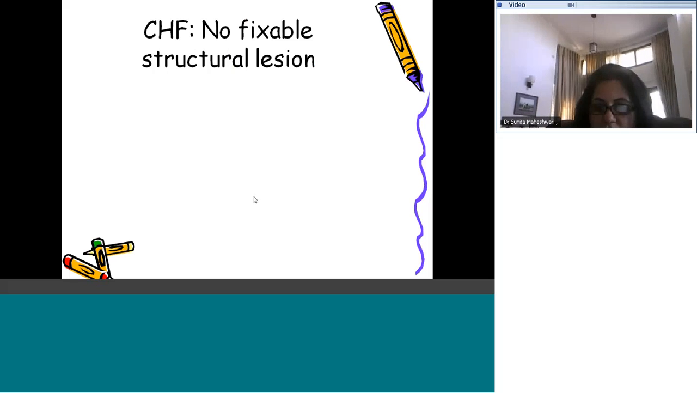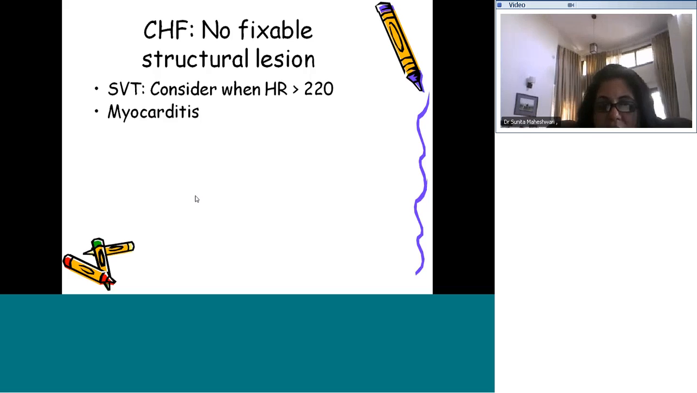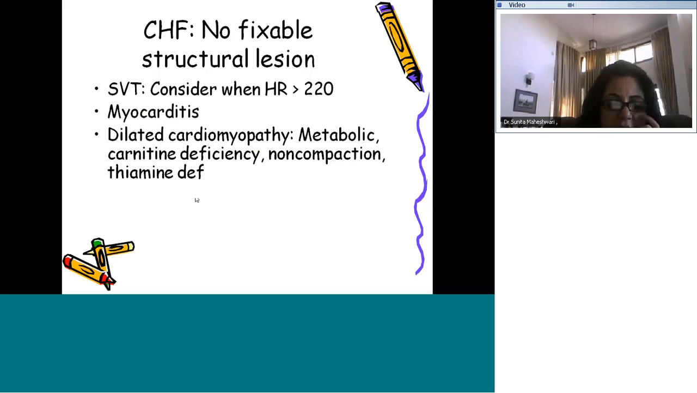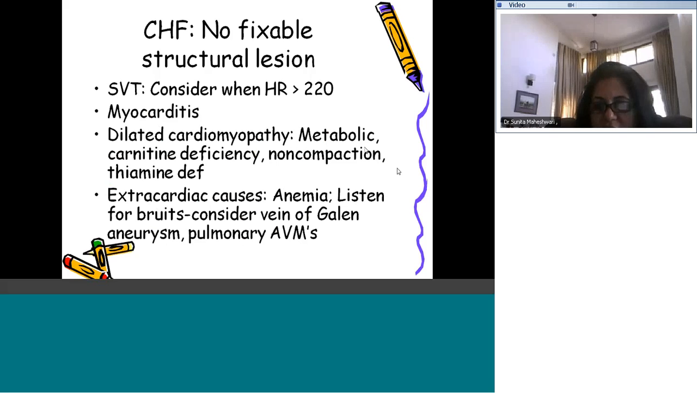Okay, good. So anemia, thyrotoxicosis, arrhythmias, AV fistulae. Yes. And then of course your myocarditis and dilated cardiomyopathy. So if you have a heart rate greater than 220, then you consider, is this SVT that's presenting, is this tachycardia induced cardiomyopathy? Of course, myocarditis and dilated cardiomyopathy. And yes, you should consider things like beriberi, very uncommon in today's day and age, but can be considered, thyrotoxicosis, and also listening for bruits.